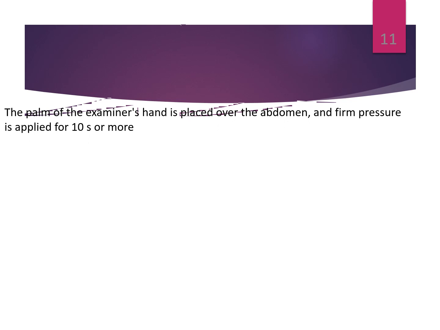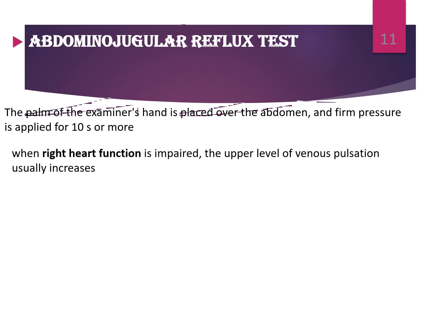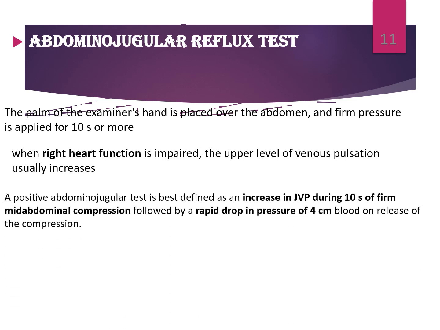The other component of examining the venous system is examining the abdominojugular reflex or hepatojugular reflex test, and this is done by placing the palm of the examiner's hand over the abdomen and applying firm pressure for 10 seconds or more, and then when right heart function is impaired, the upper level of venous pulsation usually increases. And a positive abdominojugular test or a positive hepatojugular test is best defined as an increase in JVP during the 10 seconds of firm mid-abdominal compression, followed by a rapid drop in pressure of 4 cm after the release of the compression.